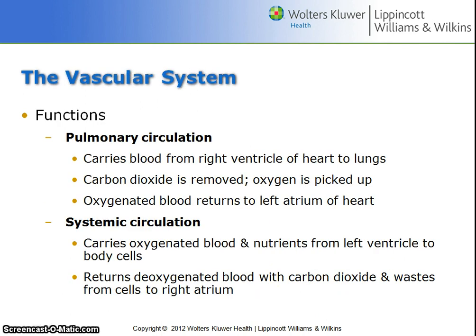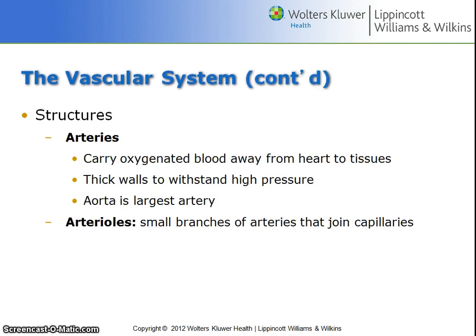Alright, talking about the vascular system now. You have the pulmonary circulation. This is what carries blood from the right ventricle of the heart to lungs. Carbon dioxide is removed, oxygen is picked up. Systemic circulation carries oxygenated blood and nutrients from the left ventricle to the body cells. It also returns deoxygenated blood with carbon dioxide to the right atrium.